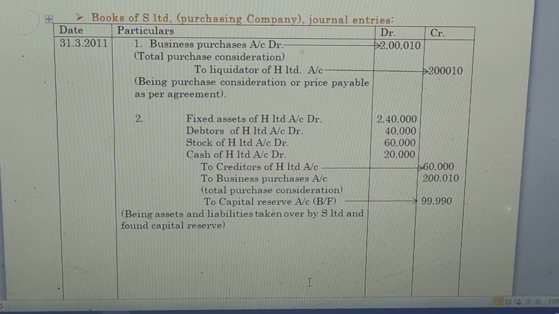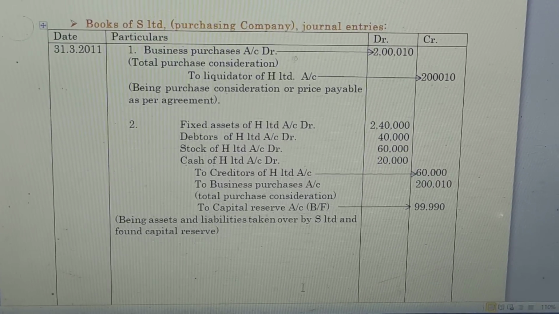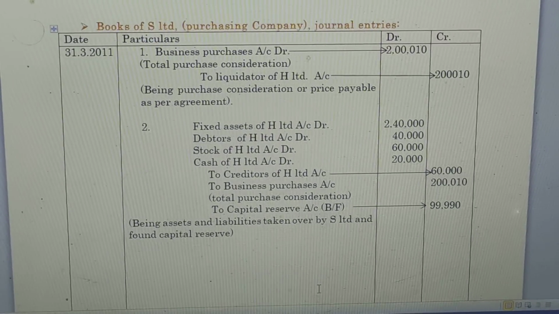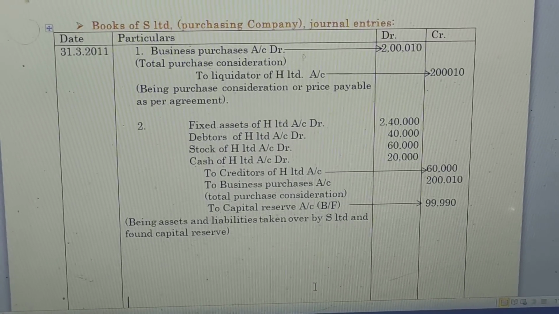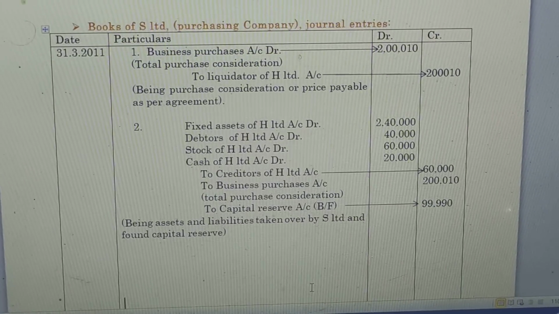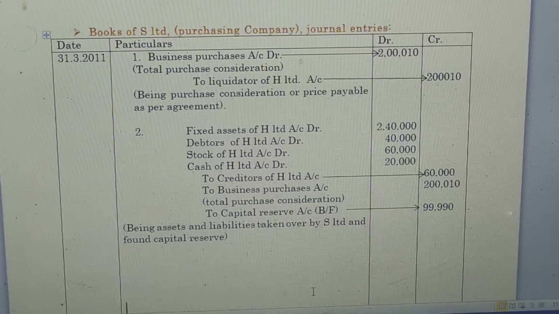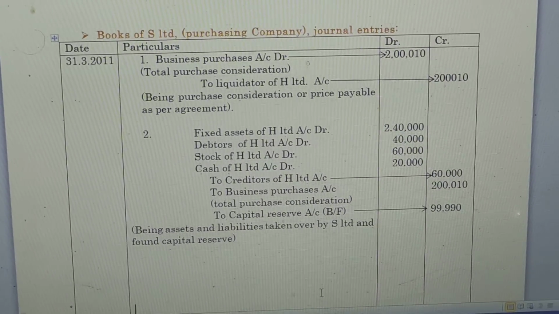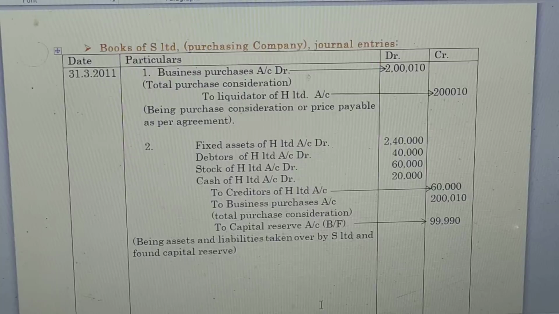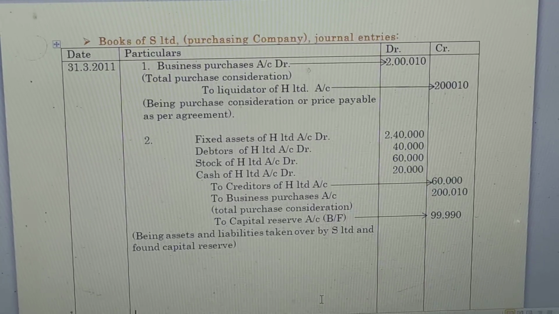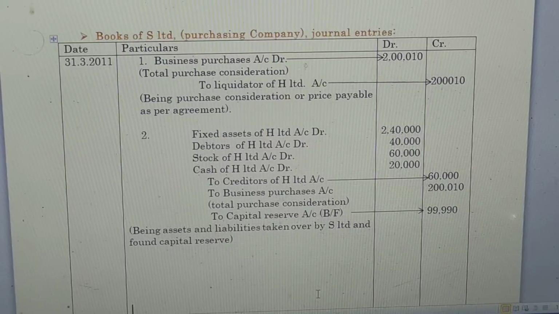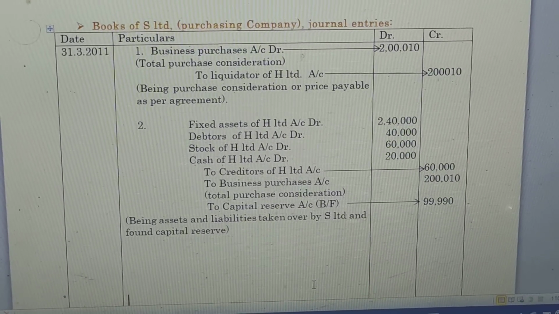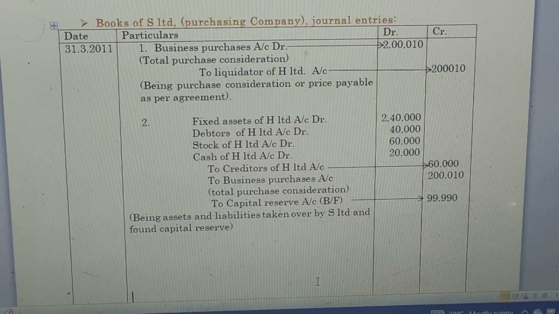Then to capital reserve. So the difference value in credit side is 99,990. That is called a capital reserve portion. If there is any difference value in the debit side, that is called goodwill. But in this question, the difference value is in credit side. So that is why we have to consider it as the capital reserve portion.